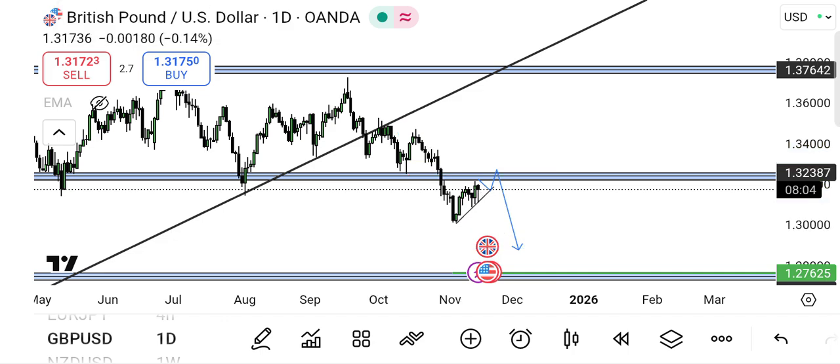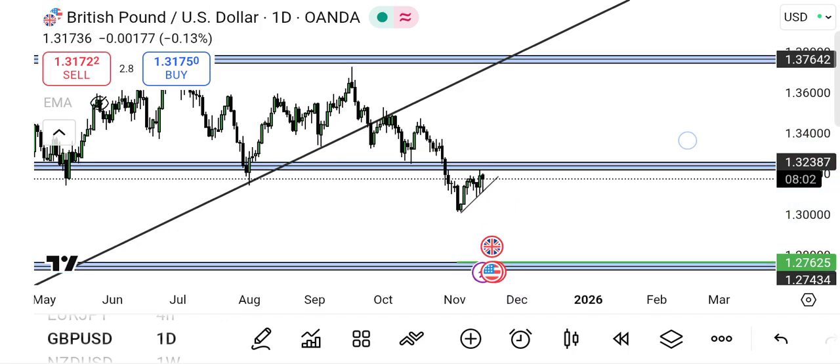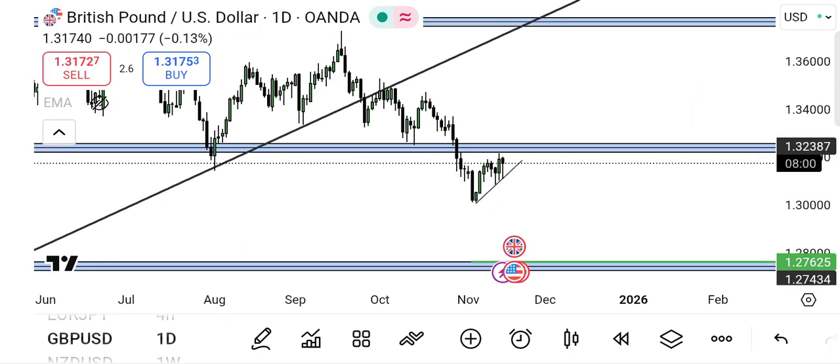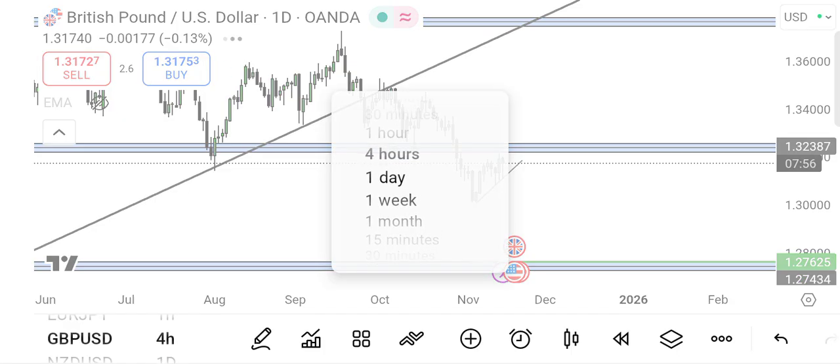Now, since that's what we're expecting market to do, we're going to try going to the 4-hour time frame to see how we are going to enter inside. Now, going to the 4-hour time frame.